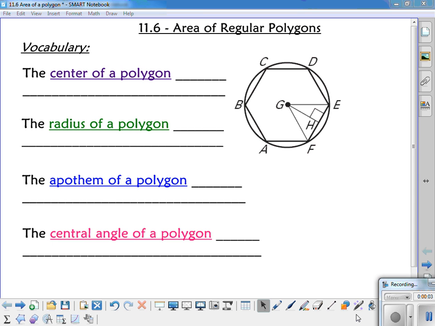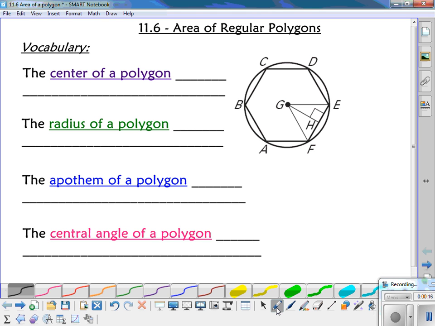The objective of this video is that students will find the area of regular polygons. So first we'll start off with some vocabulary. The center of a polygon is just the center of its circumscribed circle.